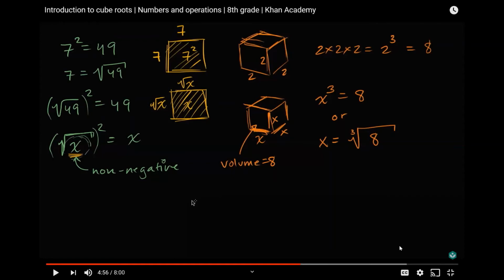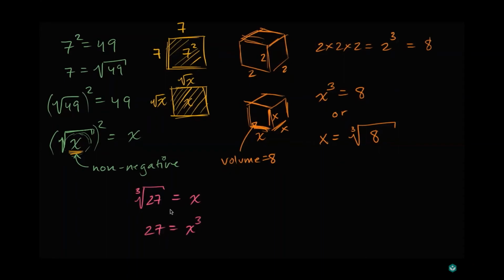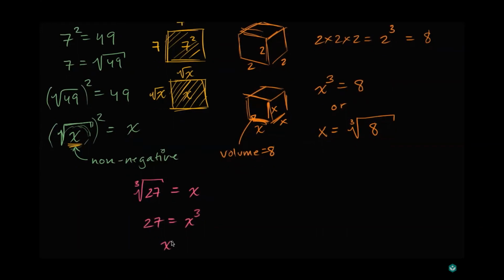All right, let's continue. Let's say that I want to calculate the cube root of 27. What's that going to be? Well, if I say that this is going to be equal to x, this is equivalent to saying that 27 is equal to x to the 3rd power. So what is x going to be? Well, x times x times x is equal to 27. Well, the number I can think of is 3. So we would say that x is equal to 3.